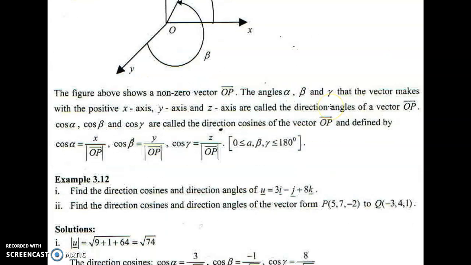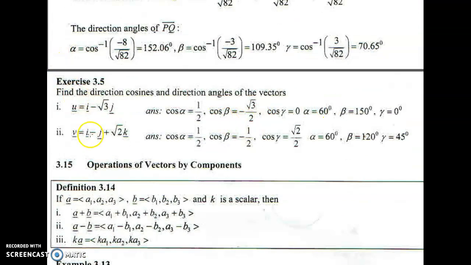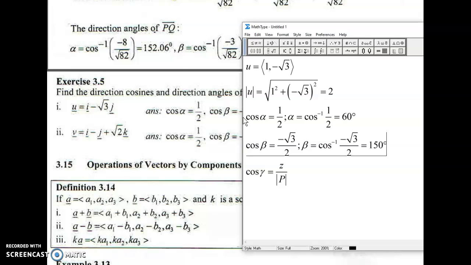Okay, let's look at exercise 3.5 and try to do this. We have two-dimensional and three-dimensional cases. Let me input everything first. Okay, let us look at the first question. It is i minus √3 j. So if you put it in this form, it will be like this. I have calculated the length.